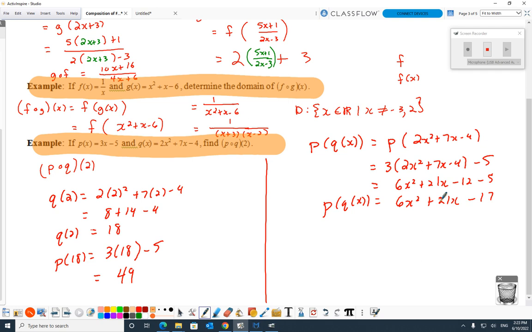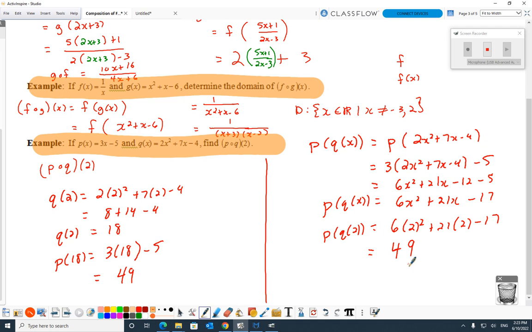Then, if I want to do p at q at 2, I don't have to go through 2 steps like this. I can do it all in 1 step, just put 2 into this new function I've created. And hope I haven't made a mistake here. Wouldn't that be frustrating? Okay, 6 times 2 squared plus 21 times 2 minus 17 equals 49. I get the same answer. So that's just the other way to do this question.